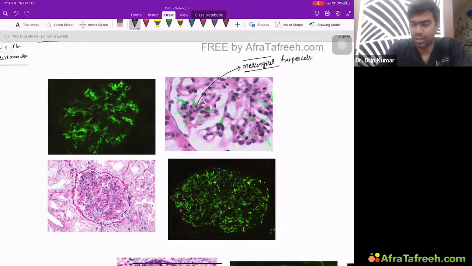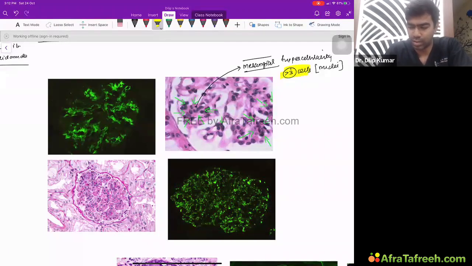As I told you yesterday, the definition of mesangial hypercellularity is a little variable. Some books will tell you more than 2 cells or more than 3 cells. By definition, anything more than 3 cells, or usually we don't count cells, we see nuclei, anything more than 3 nuclei in the mesangial area. So this is a capillary loop we can see here. These are capillary loops, and surrounding that you can see the mesangium. So this is basically the mesangial area. Anything more than 3 nuclei in the mesangial area is supposed to be mesangial hypercellularity. So this is a mesangial hypercellularity.